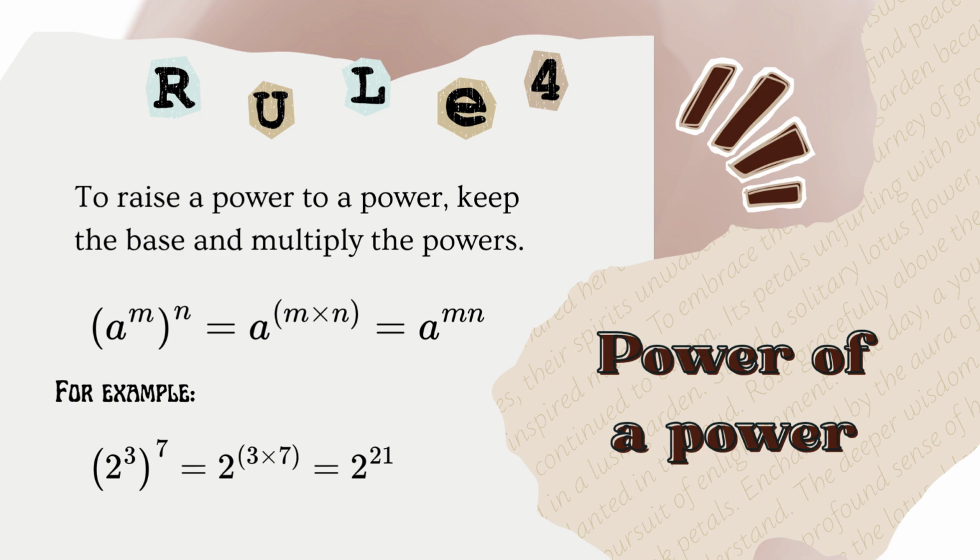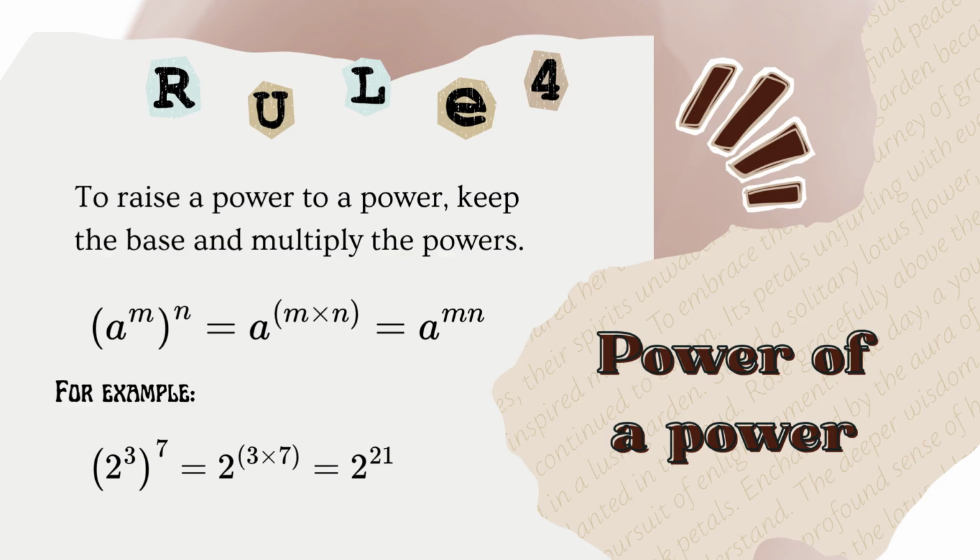Law number 4, also known as the power of a power rule, states that when a number raised to a power is raised to another power, you should keep the base and multiply the powers together. Here, you can see that a raised to the power of m is in a bracket, and everything in the bracket is raised to another power of n. The law simply says you should keep your a, which is the base, and multiply m and n, which gives us a raised to the power mn. And that is basically it.